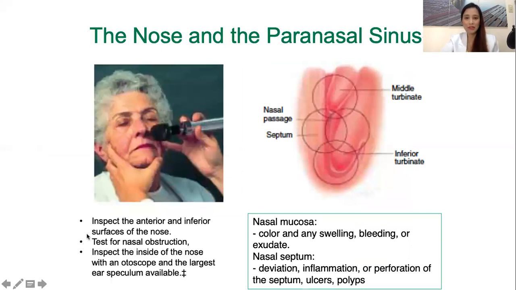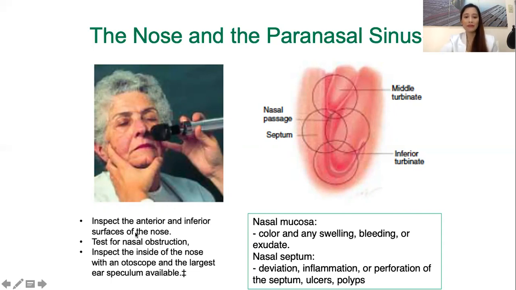Next, examination of the nose and the paranasal sinus is relatively easy. So you can use either an otoscope, or sometimes you can just use a simple pen light to examine the external part, or you can use a nasal speculum and a pen light also.